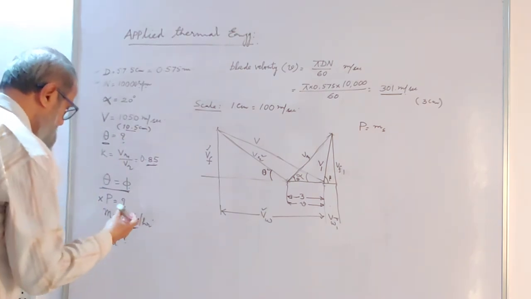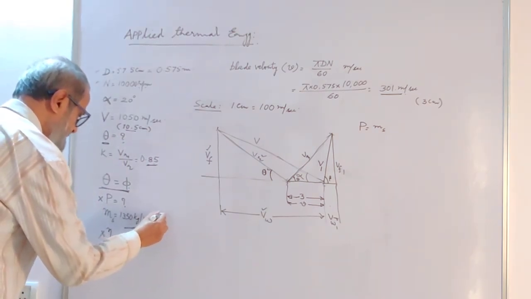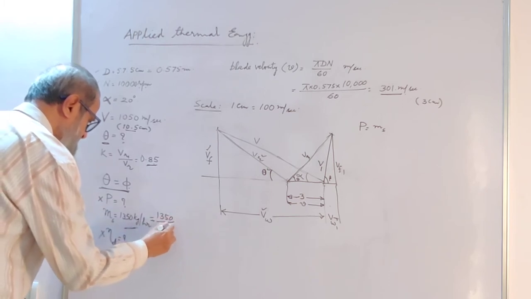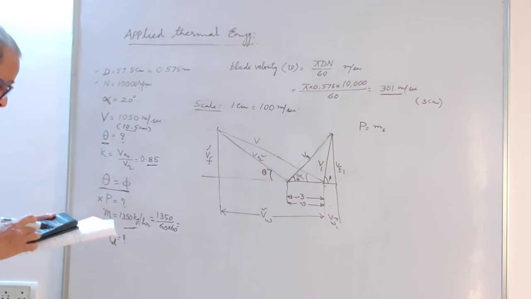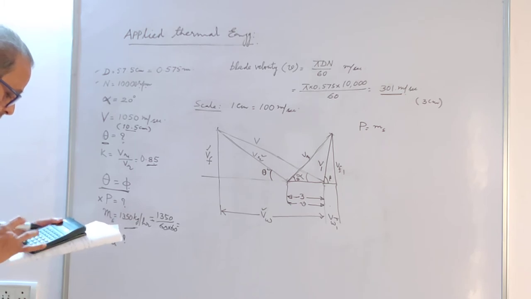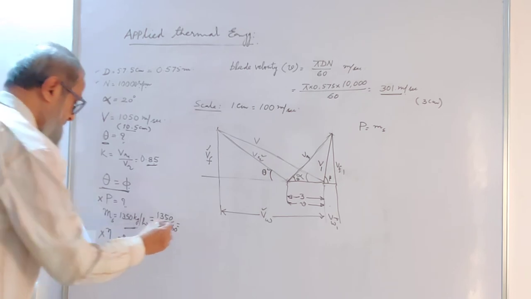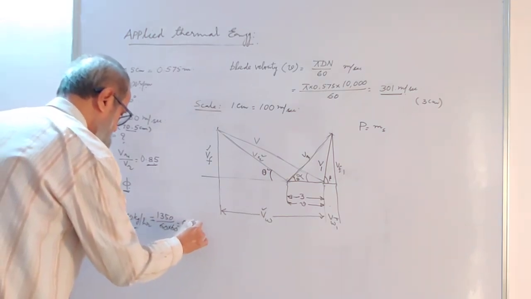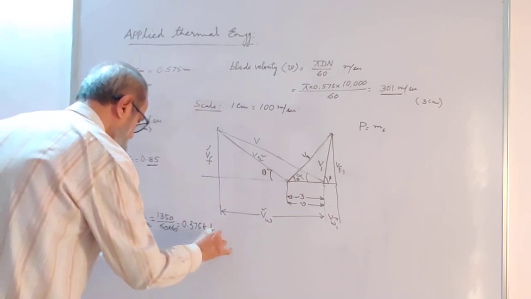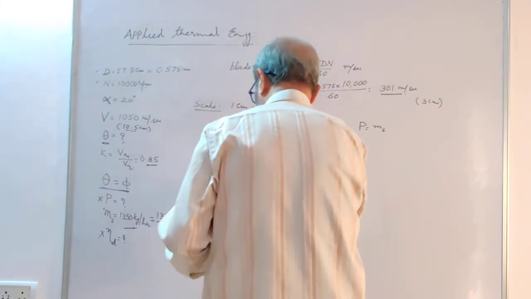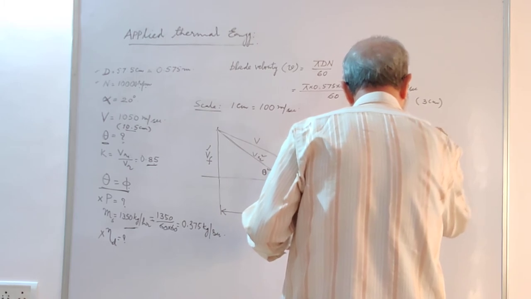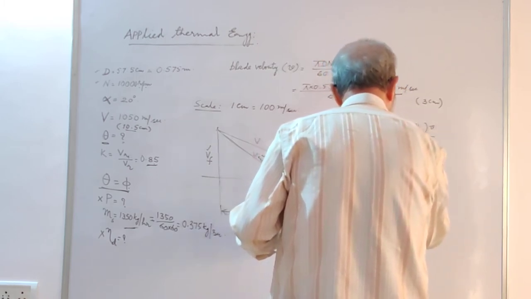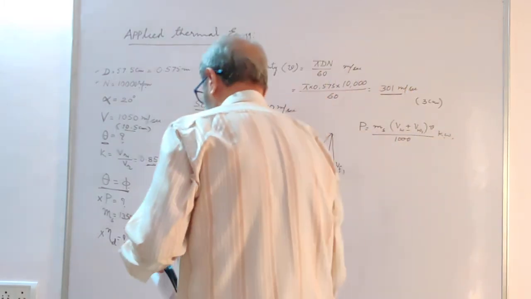1350 divided by 60 into 60, or 3600, because I am converting it into per second, kg per second. 1350 divided by 3600 will give me 0.375 kg per second. So substitute here, ms is that value per second, into Vw plus or minus Vw1, into blade velocity, divided by 1000. So many kilowatts, I get it in kilowatts.